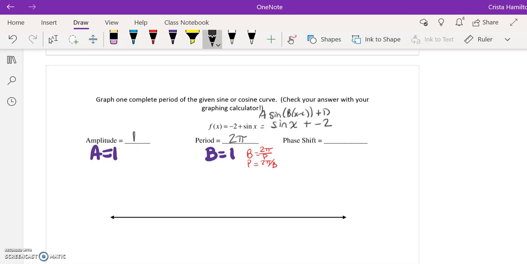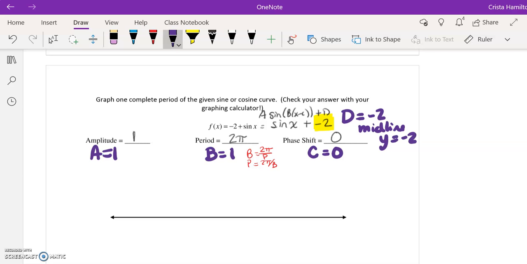There's no stretch or shrink. My phase shift, my c, is going to be 0 because there's nothing added in on the inside. All right, so phase shift is 0 because c is 0. And the only thing that's really important in terms of transformations is this one that's there. And what that tells us is that d is -2, so our midline is y equals -2.